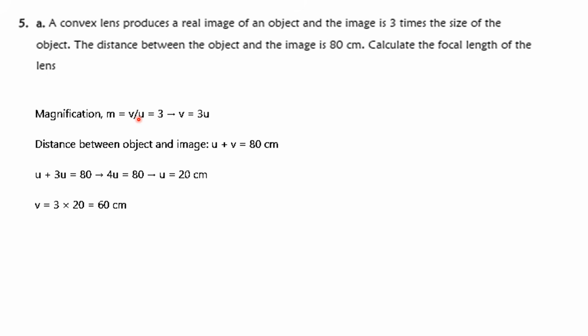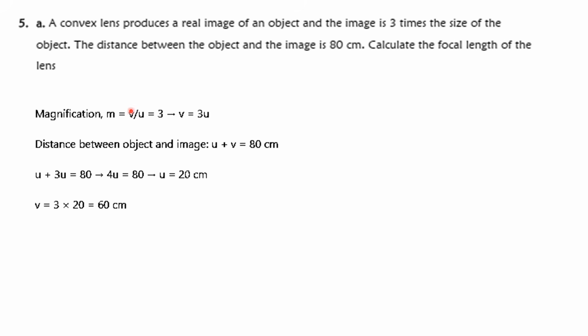All right, so the fact that the image size is 3 times the size of the object means that the magnification of this image is 3. Remember, magnification is the number of times the image is compared to the object. So magnification, which is image distance divided by object distance, is equal to 3. Make sure you understand this mathematics. It's important that you do.